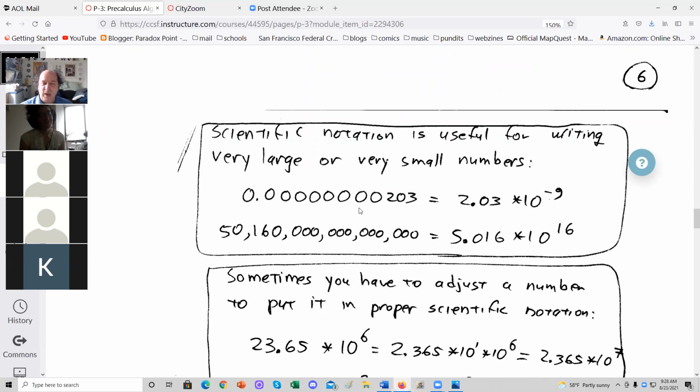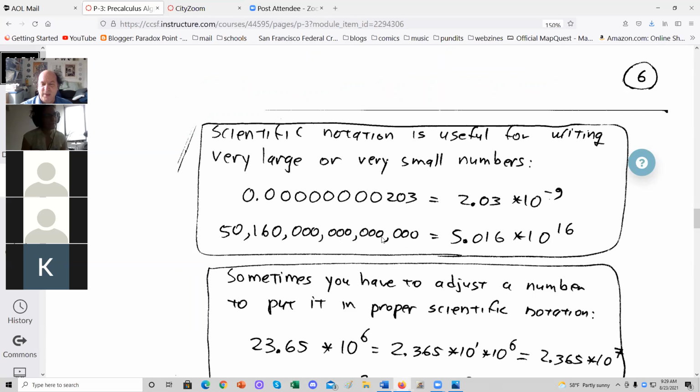So you have 0.0000000203. Well, okay, you put the decimal point just to the right of the 2.03. How far do you have to move the decimal point? 1, 2, 3, 4, 5, 6, 7, 8, 9. So 2.03 times 10 to the negative 9.